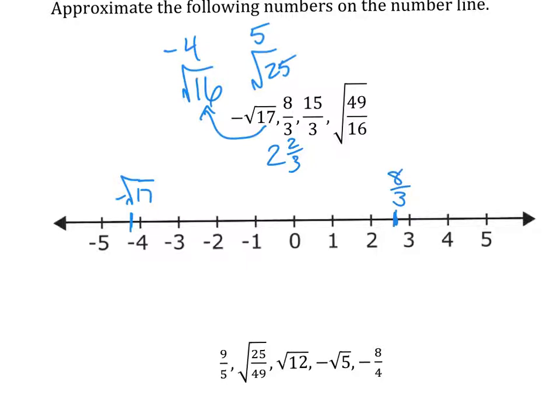Okay, 15 divided by 3, well, that equals 5. 15/3 is the same as 5, so that one's super easy. We can put it right here, 15/3.